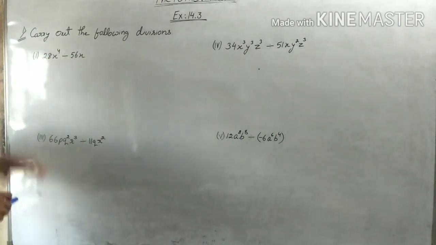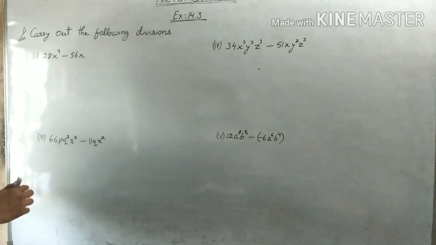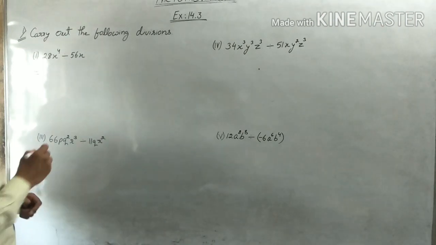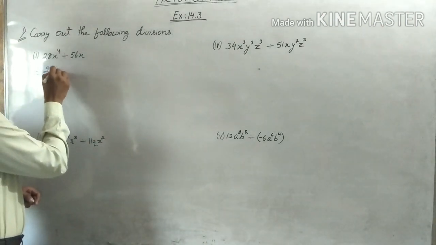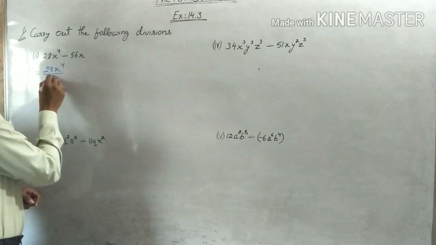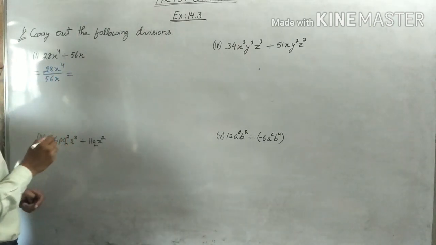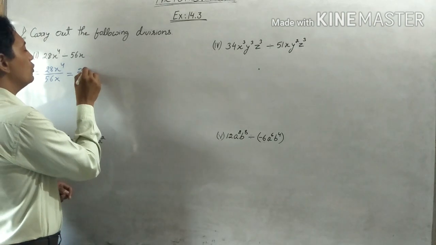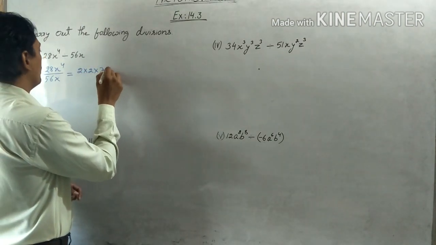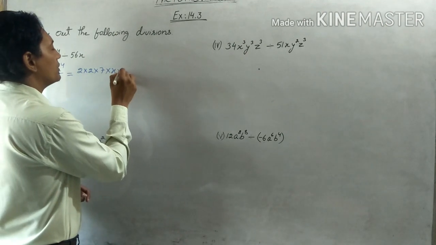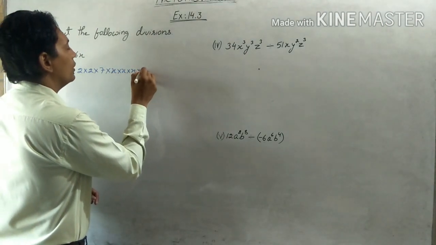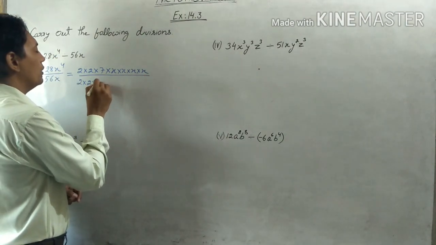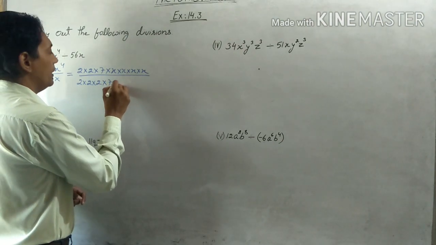In the first expression, we have 28x raised to 4 divided by 56x. Now, first of all, what we need to do is write this expression in the numerator and denominator format. So let's write it: 28x raised to 4 upon 56x. Now, this can be written in the format of multiplication of the factors. So 28 can be written as 2 into 2 into 7. x raised to 4 can be written as x into x into x into x, 4 times, upon 56, which can be written as 2 into 2 into 2 into 7 into x.